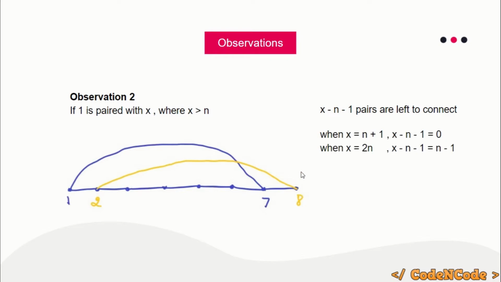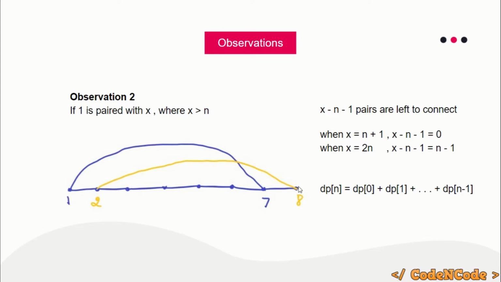The answer is no. Actually, x can range from n plus 1 to 2n, because we are taking x which is greater than n. So x can be from n plus 1 to 2n. So this number of pairs will vary from 0 to n minus 1, right? So dp of n will actually be the sum of dp of 0 plus dp of 1. When it is dp of 0, there are no pairs left. dp of 1, only 1 pair left, and so on and so forth.